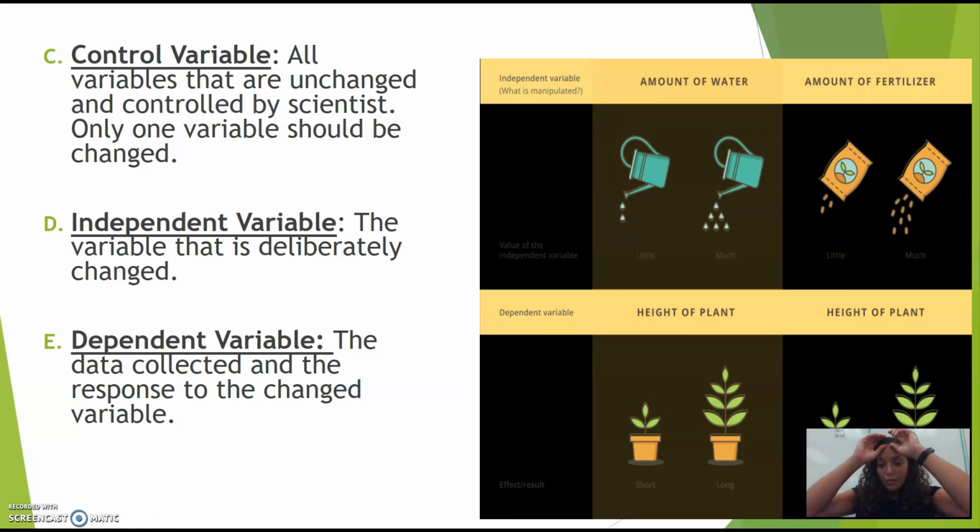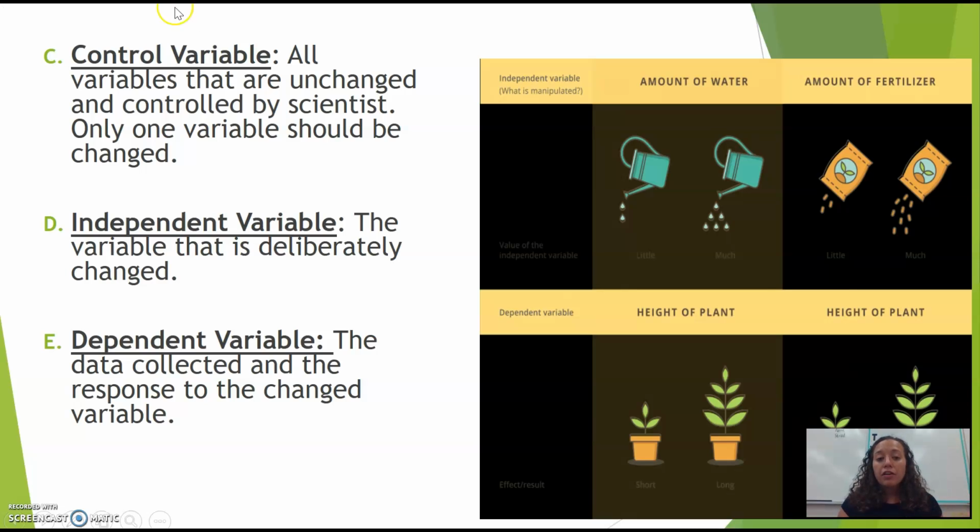Okay, so let's talk about our variables. So very important, sometimes students get these confused. Your controlled variable means everything stays the same. So within your two groups, which we'll get to in a minute, it's something that you're not changing. So all variables that are unchanged and controlled by scientists. Only one variable should be changed. If you're changing more than one variable, you won't know what's working. So if you're adding extra water and more fertilizer, how would you know which one was working? So you would want to keep the water the same, the amount of sun, everything controlled. You are the experimenter, you control everything.